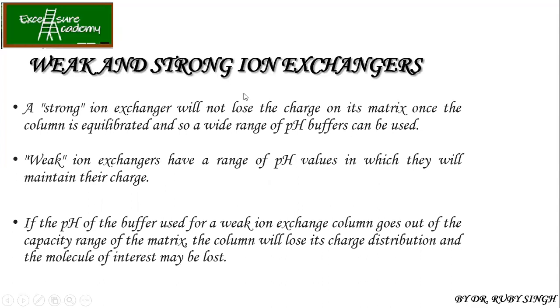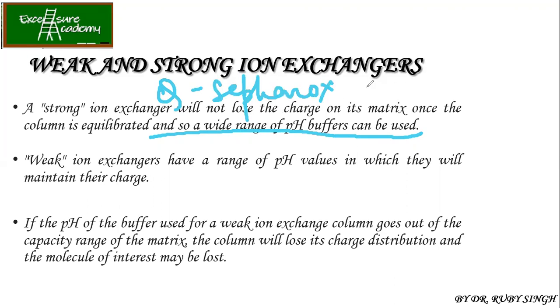Now there is one more thing, the weak and the strong ion exchangers. A strong ion exchanger will not lose the charge on its matrix once the column is equilibrated, and a wide range of pH buffers can be used. For example, Q Sepharose is an example of a strong ion exchanger. In this case I can use pH 4 to 10. Because of this change in the pH, the ion exchanger is not losing its charge from its matrix. So it is a strong ion exchanger and I can use it for a wide range of proteins.